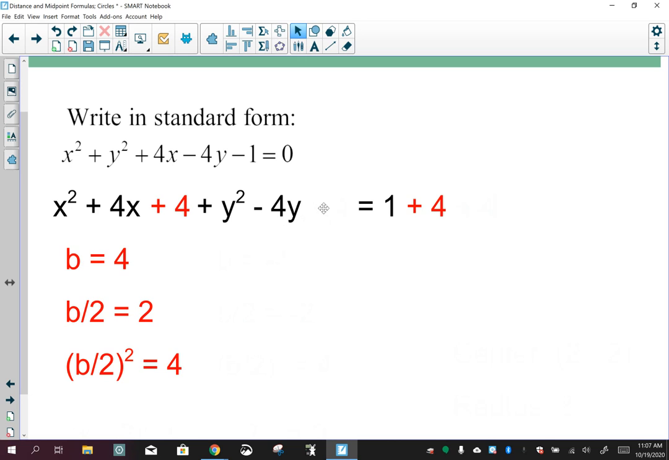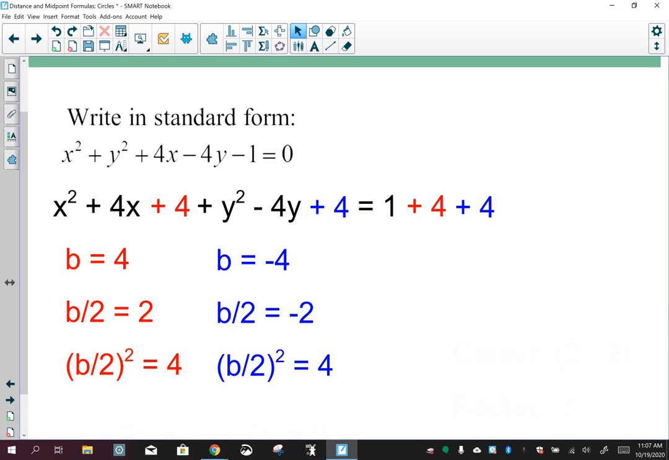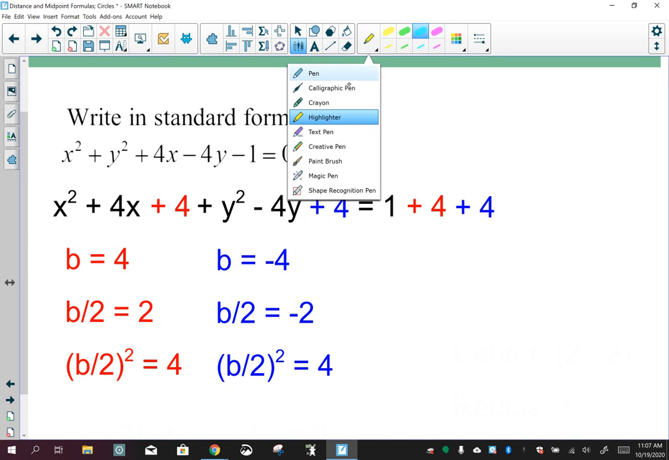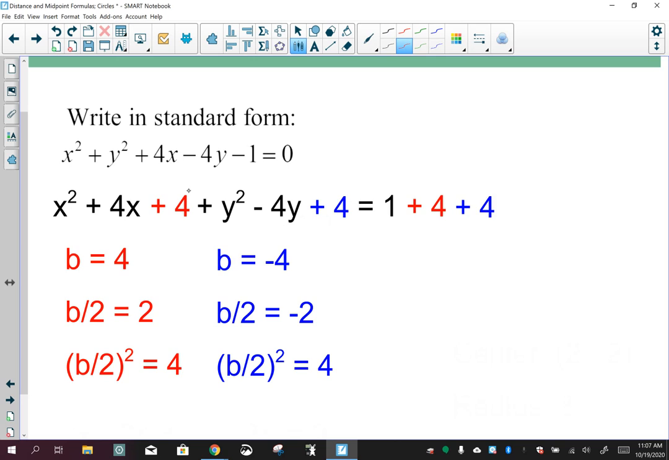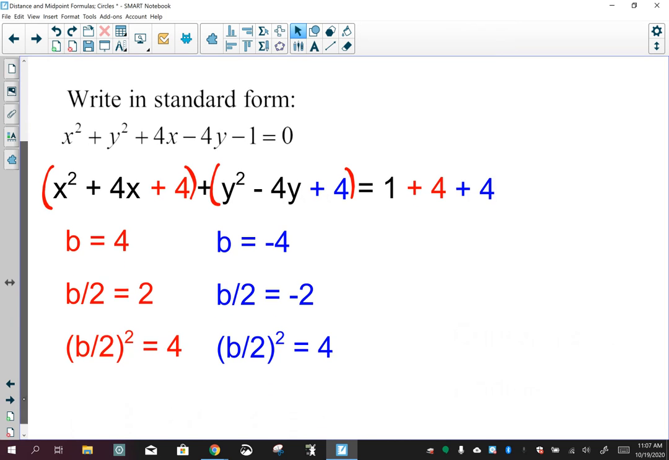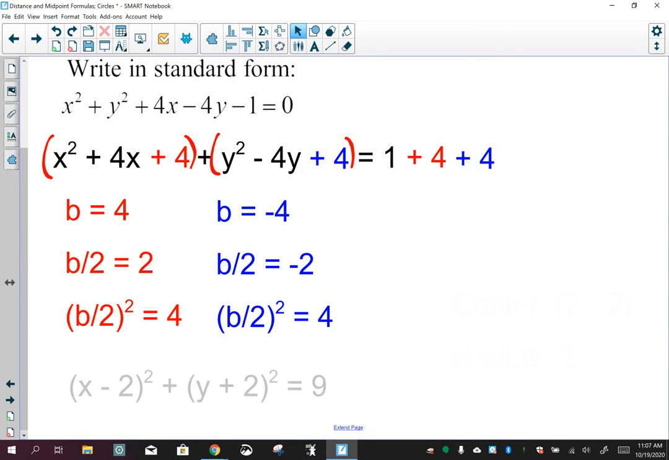And then I'm going to do the same thing with the y value. Identify my b, divide that by 2, and then square it. Add that here, and then add that here. And then what's going to happen is that you're going to factor this, and then factor this piece right here. And when you factor, you wind up with that.